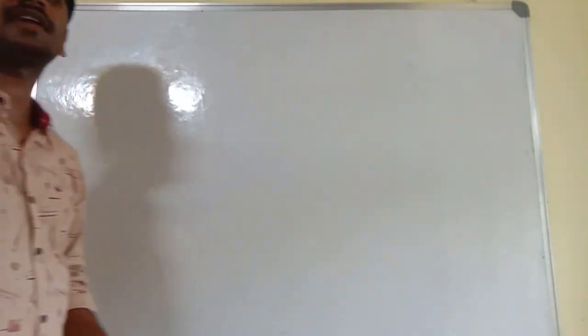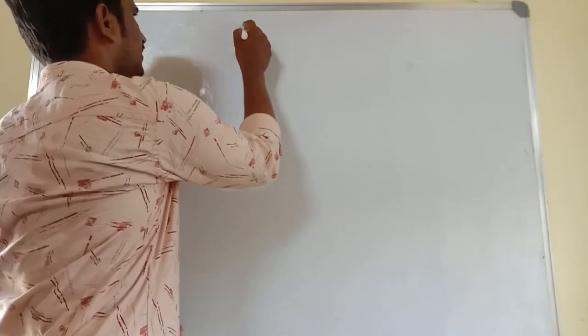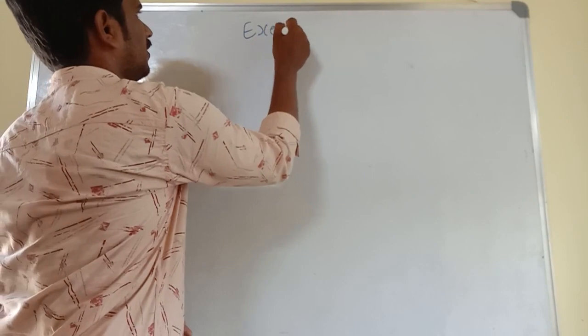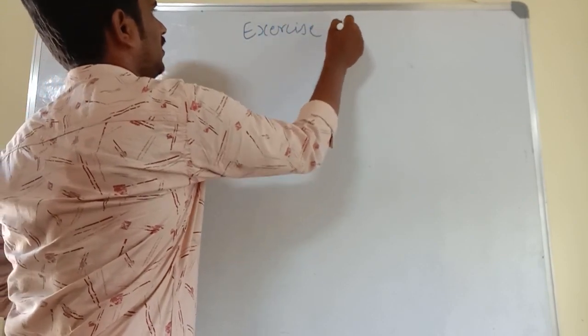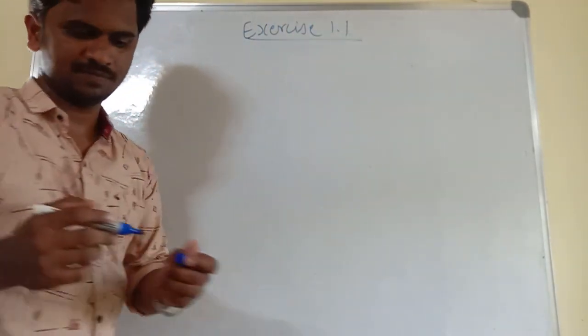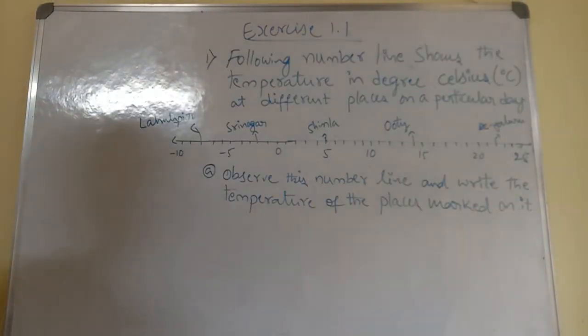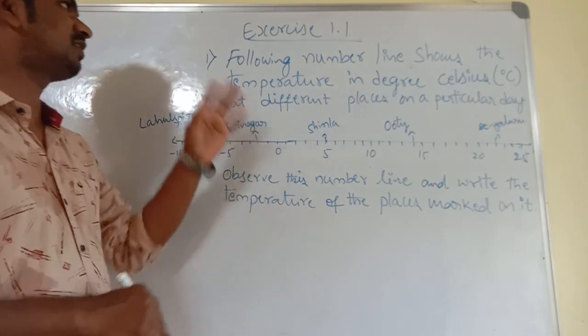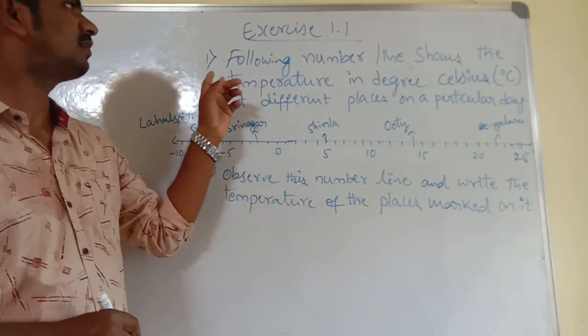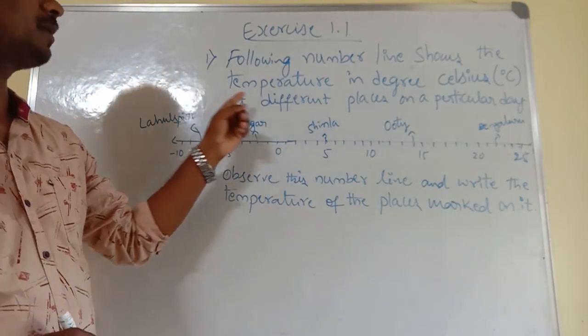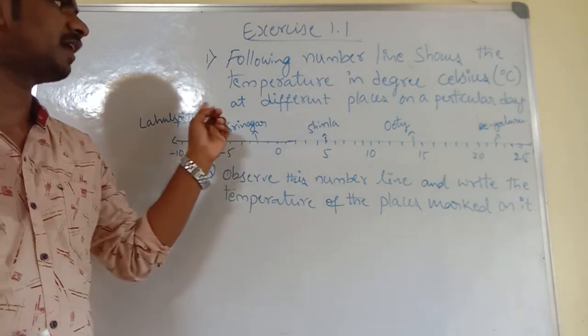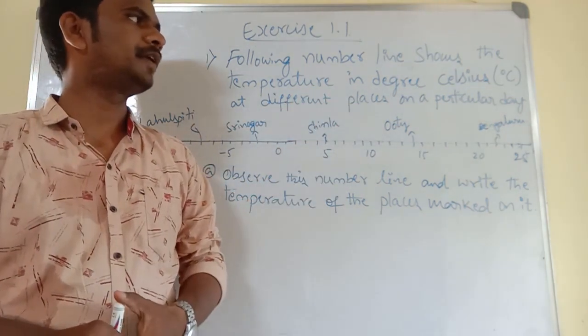Next, I will directly discuss Exercise 1.1. This is our first question in Exercise 1.1. The following number line shows the temperature in degrees Celsius at different places on a particular day.